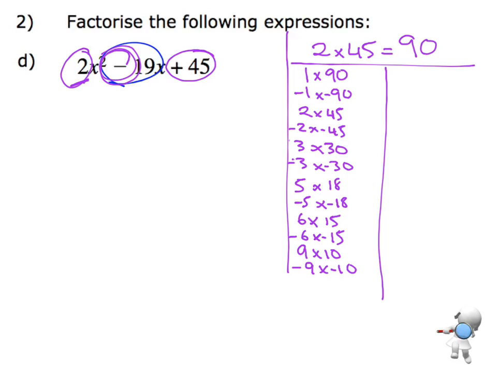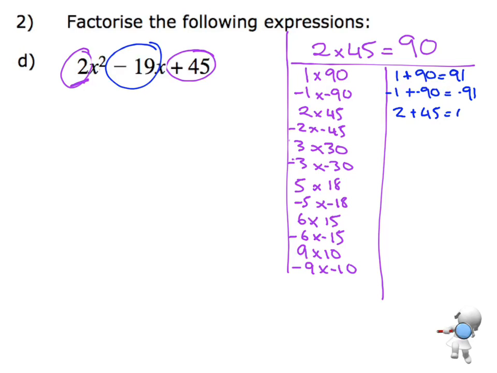Then I need to figure out which of those numbers add to give me negative 19. So I can do 1 plus 90, which will give me 91. Negative 1 plus negative 90 will give me negative 91. They're not going to work. 2 plus 45 will go to 47. Negative 2 plus negative 45 will go to negative 47. Not going to work. 3 plus 30 will go to 33. Negative 3 plus negative 30 will go to negative 33.